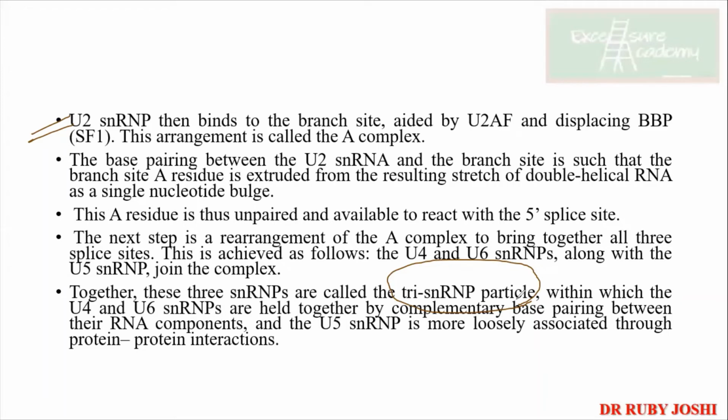So what is the takeaway message over here? You have the E complex, A complex, right? Now in the A complex, you have the bulged A site readily available for the attack. So for this, we need this tri-snRNP particle, which is made up of 4, 5, and 6. Clear? Now let's move ahead.